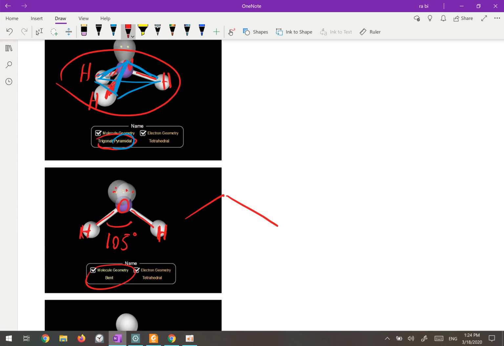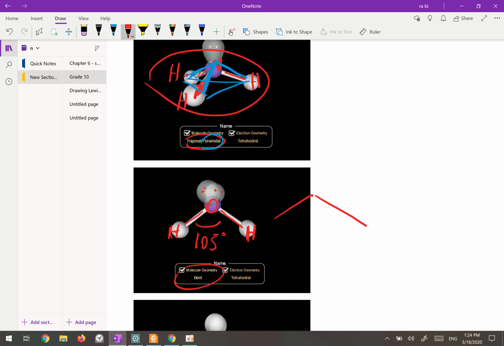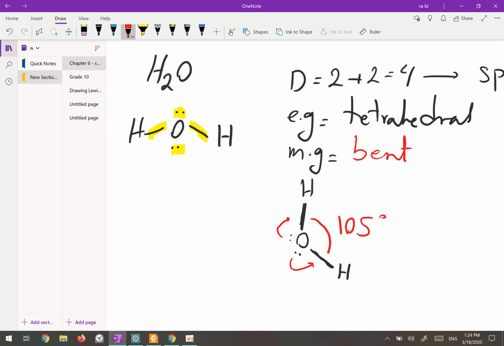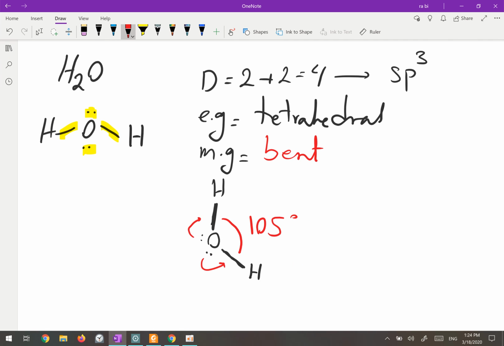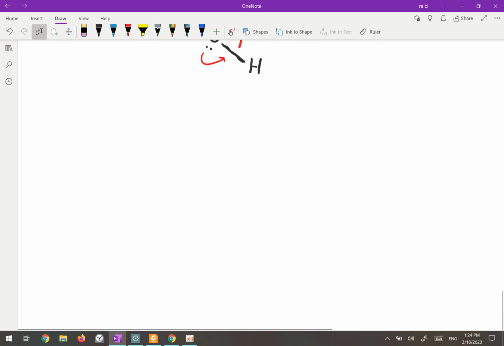Okay, so let's move on to the Lewis structures that we had. The next Lewis structure that we have drawn in the class is H2CO. Let me change the color of my pen. So the Lewis structure was like this.